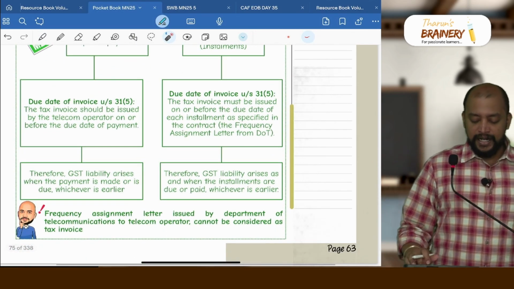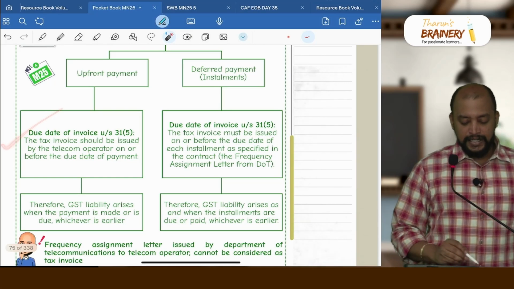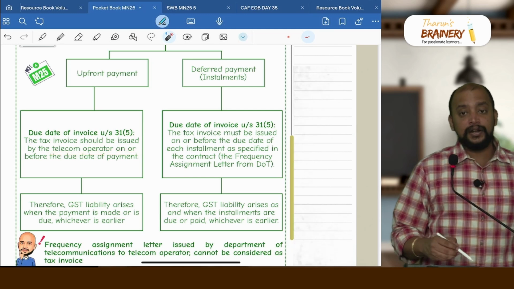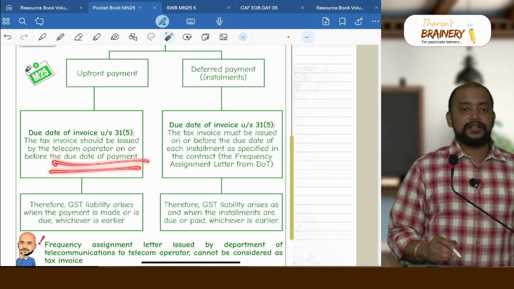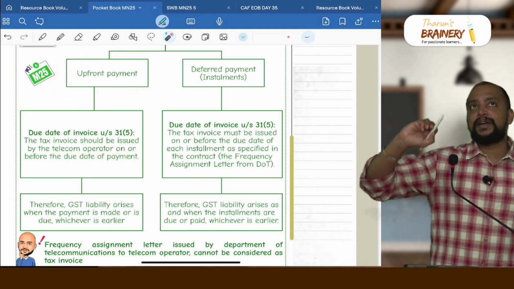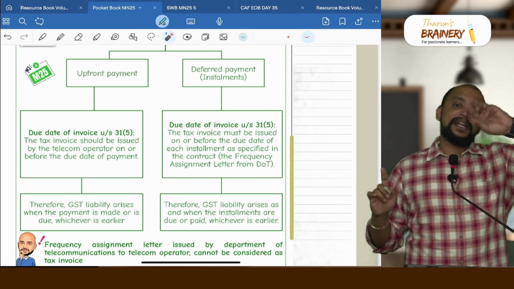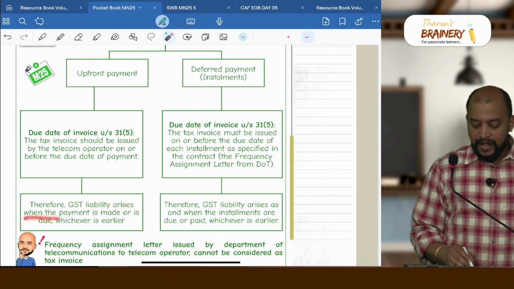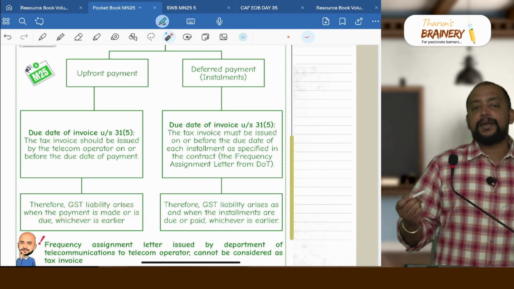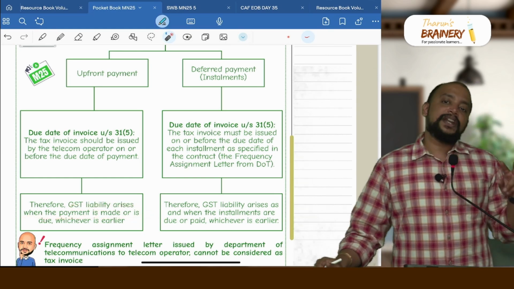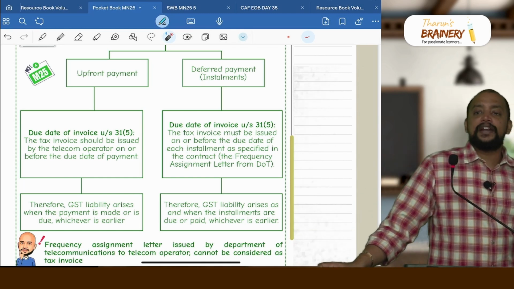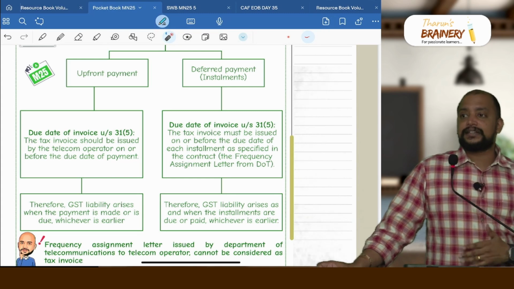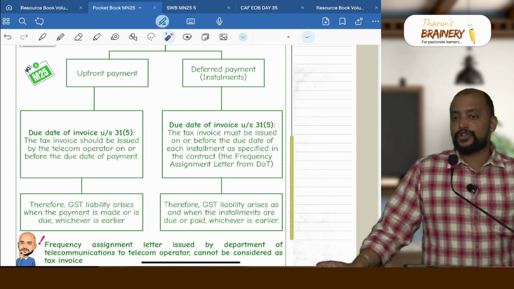If it is upfront payment, then the due date of invoice under section 31 subsection 5, the tax invoice should be issued by the telecom operator on or before the due date of payment. In upfront payment, they will tell by which date we need to pay. So that is the due date. By that date the invoice needs to be issued, and therefore GST liability arises when the payment is made or the payment is due, whichever is earlier. For example, if the due date is 5th but we paid on 4th, then 4th or 5th, whichever is earlier, 4th. If the due date is 5th and we paid on 6th, then 5th or 6th, whichever is earlier, will be 5th.